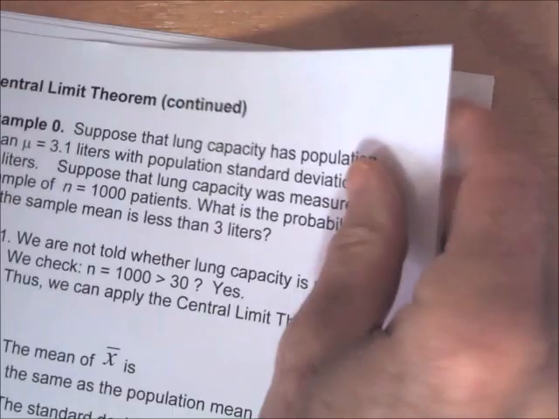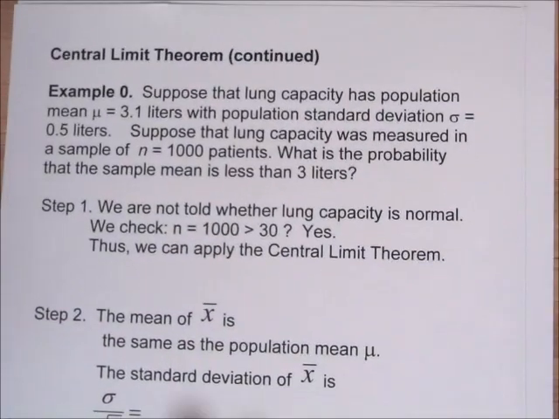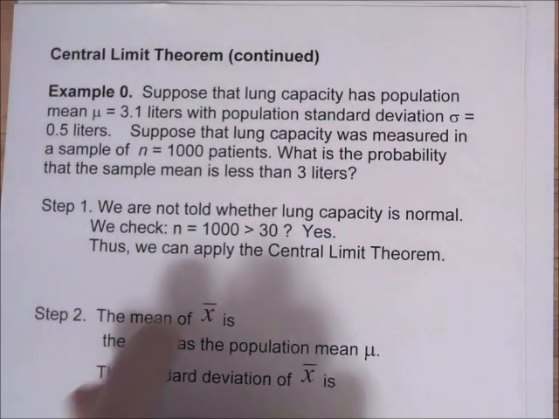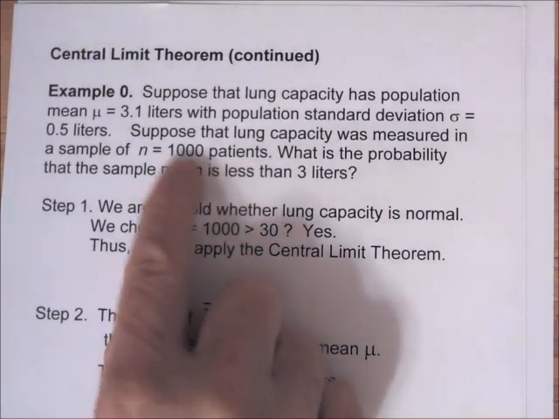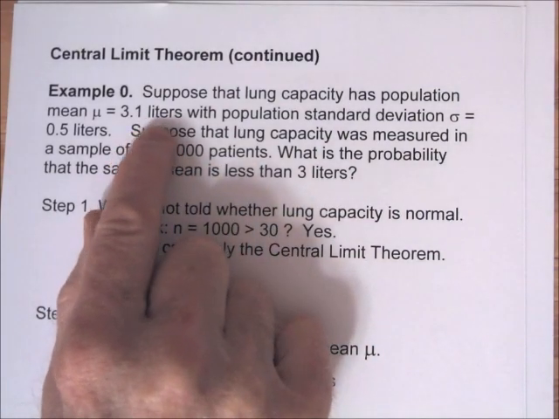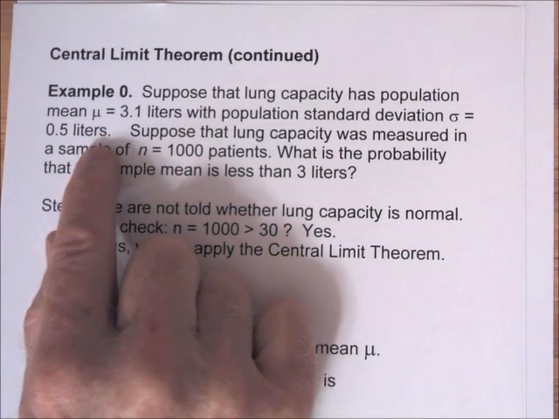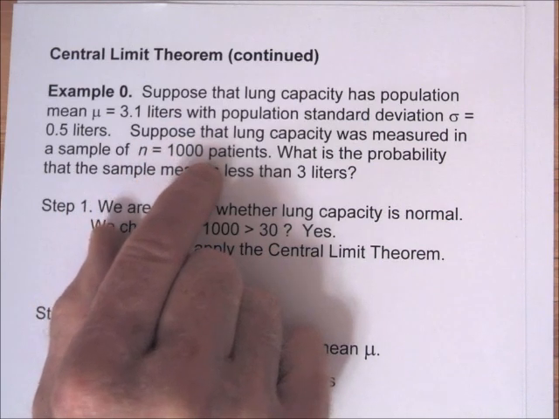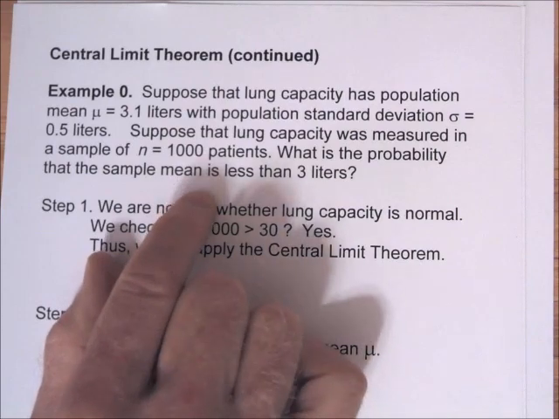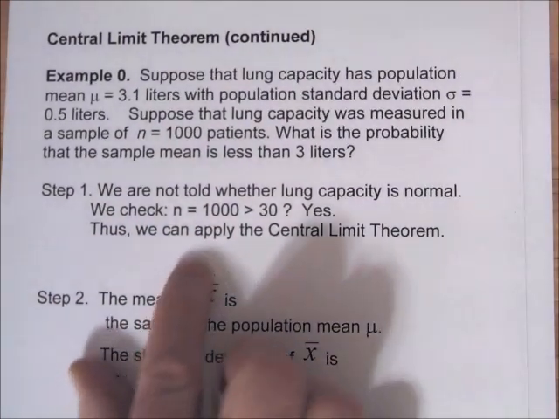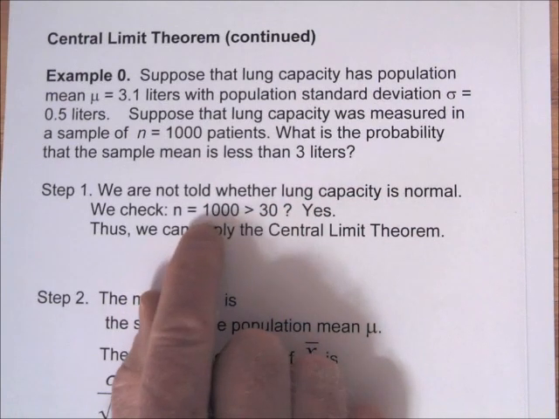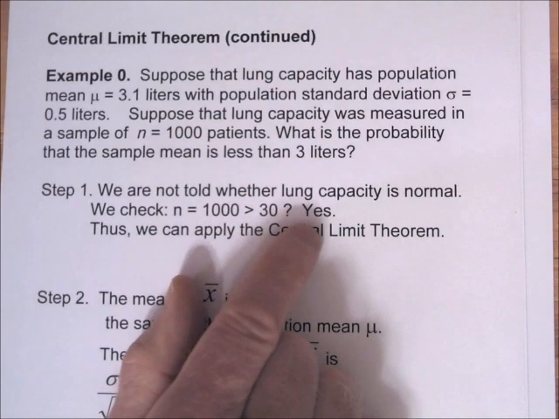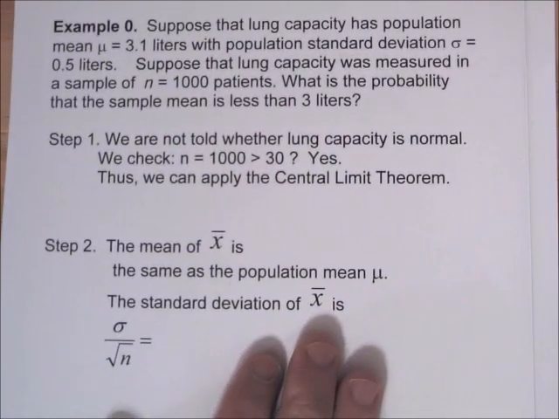Okay, so some examples. I'm calling this example 0. Suppose lung capacity has a population mean mu equal to 3.1 liters with a population standard deviation sigma equal to 0.5 liters. Suppose lung capacity was measured in a sample of n equal 1,000 patients. What is the probability the sample mean is less than 3 liters? We're not told whether lung capacity is normal. We check that n is greater than 30, and yes, n is 1,000, it's more than 30. That means we can apply the Central Limit Theorem.